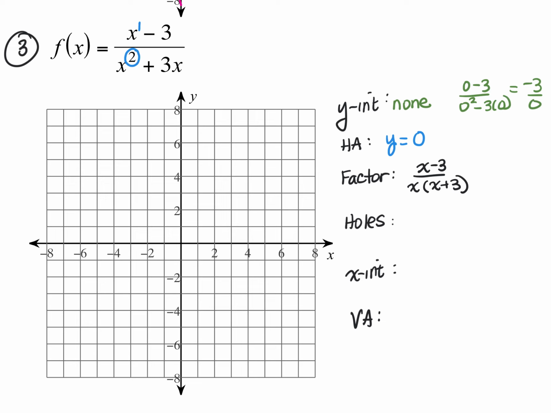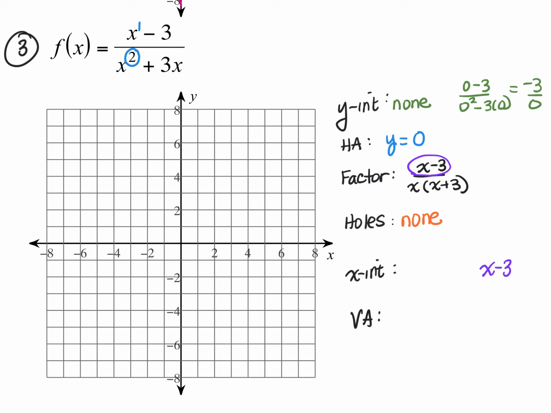We do not have any giant ones. Therefore, there are no holes in the function, which is kind of nice. We don't have to worry about finding any of the gaps in that function. X-intercepts. Those come from whatever's left in the numerator, set equal to 0.